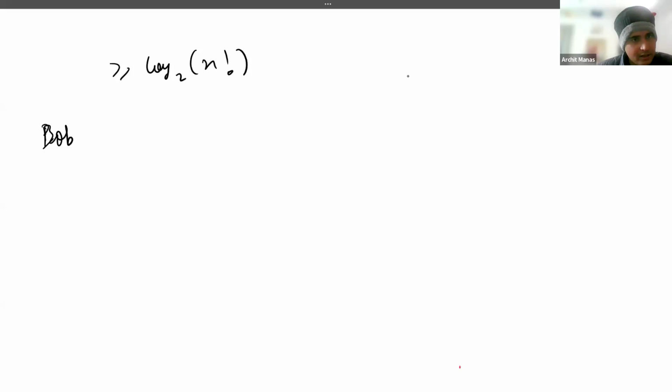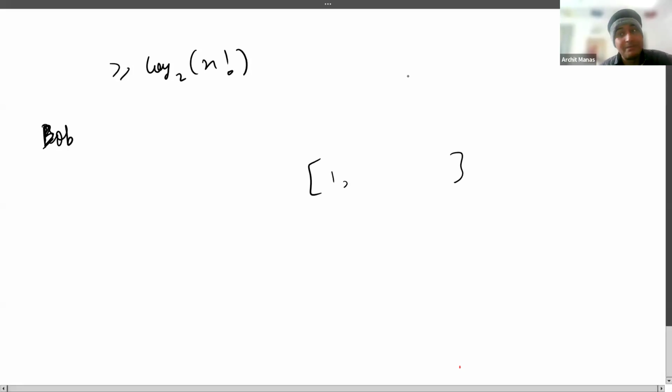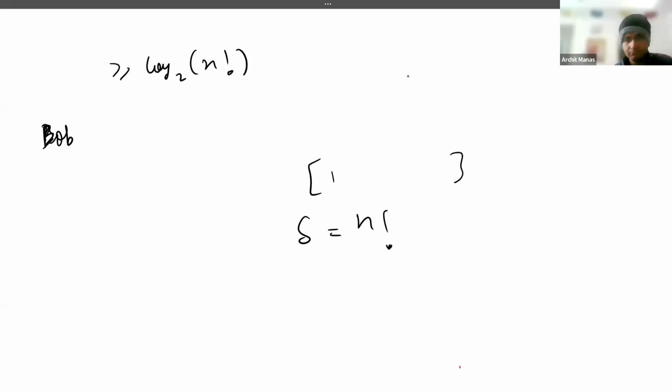And that will be fine. So here's what Bob does. He has this entire list of valid permutations that could be the hidden ordering. So he has n factorial permutations in the set S. At the start of the game, the permutation could be any of these. And now questions arrive from the algorithm, whatever is solving this and asking Bob questions.